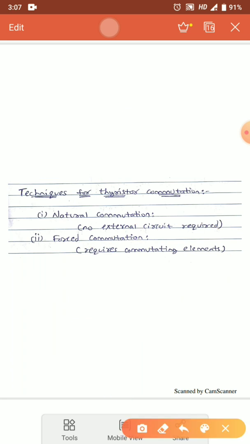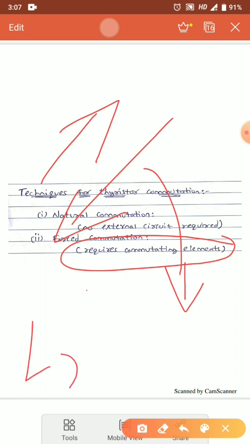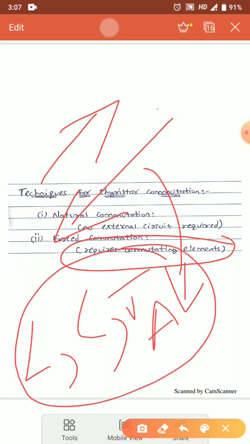So here, for example, if the current was flowing in this direction, I have to reverse the direction of current. For reversing the direction of current, some external mechanism or additional elements have to be added, for example an inductor, a capacitor, or an auxiliary thyristor. Some element has to be added. These elements will help in reversing the direction of current, and based on this, my thyristor will get turned off.